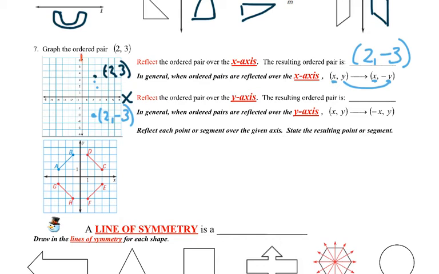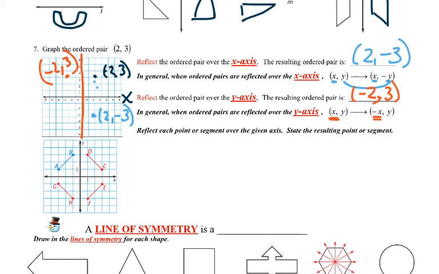If I reflect over the y-axis, now it's going to land on -2, 3. And that happens all the time when we reflect over the y-axis: the x-coordinate changes sign from positive to negative or negative to positive.